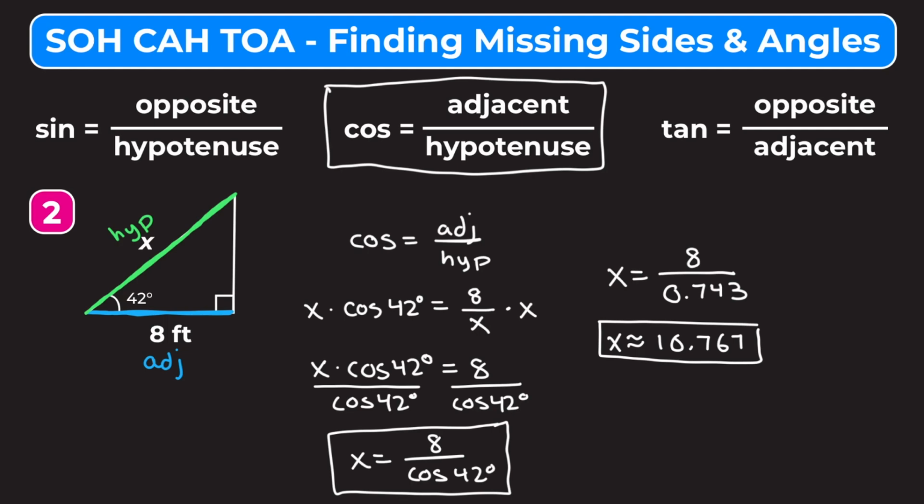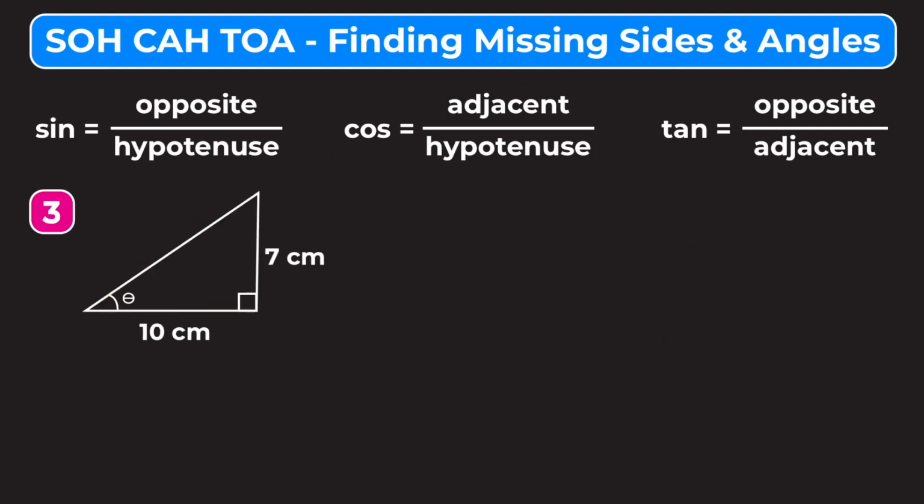Now let's go through a couple examples where we're solving for a missing angle. So in this example, we are solving for this missing angle and it's labeled theta, and theta is just a variable that we commonly use when we're dealing with angles. So we want to figure out how these sides relate to the angle that we're solving for. So this side labeled 7 centimeters is across from theta. So this is our opposite side. And then this side labeled 10 centimeters is our other leg. So this is our adjacent side.